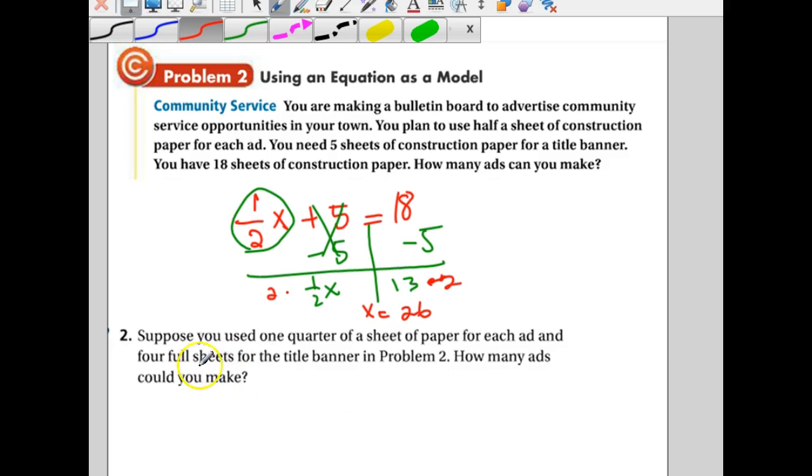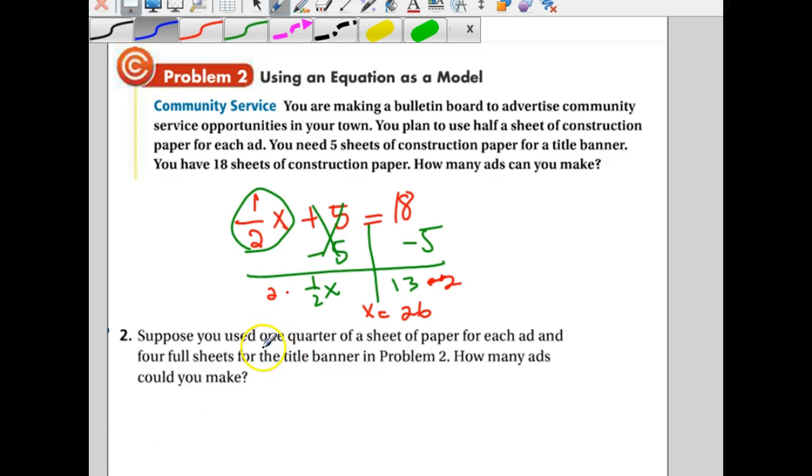Okay, this down here says suppose you want 1/4 of a sheet of paper for each ad, and you have 4 full sheets for the title banner. So this is a very similar situation. Once again, I recommend you pause it, see if you can figure out what it is before I start working it out.